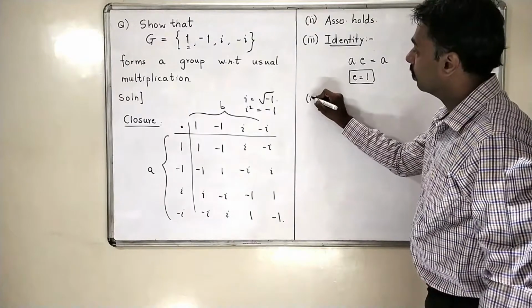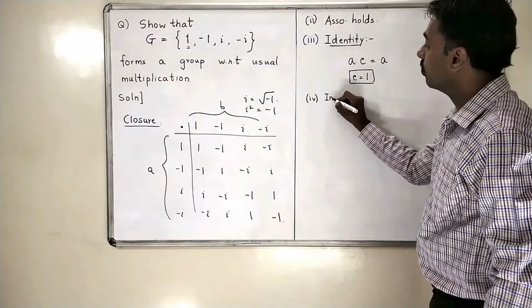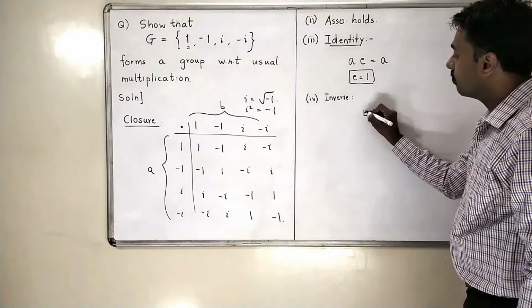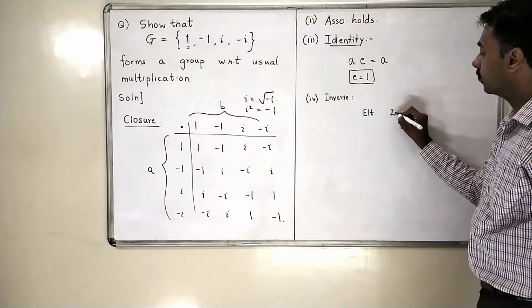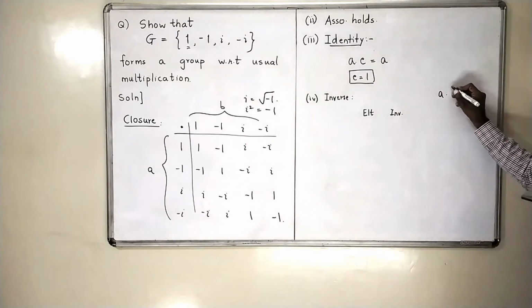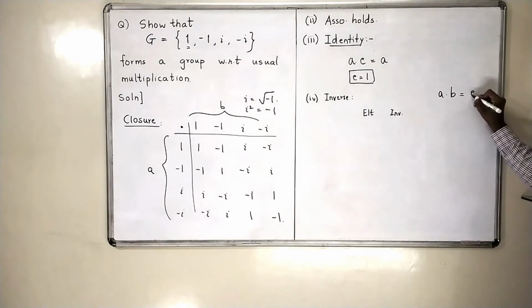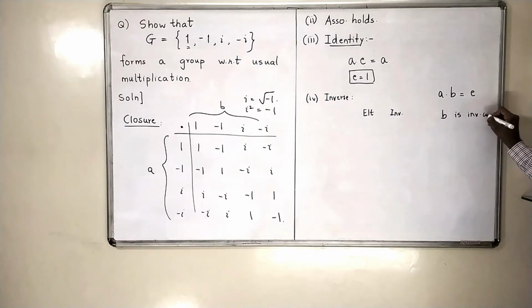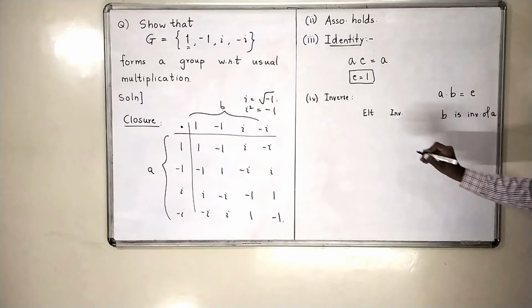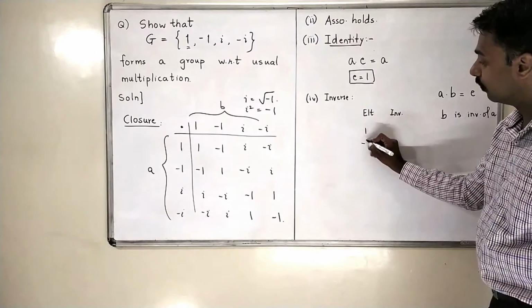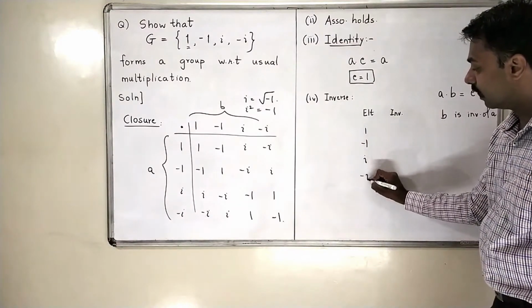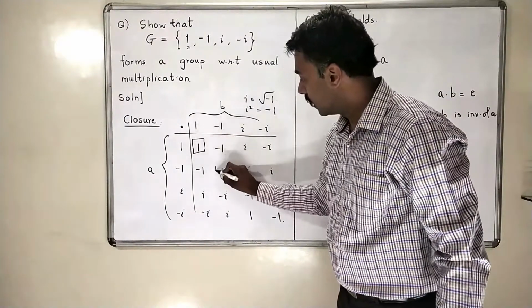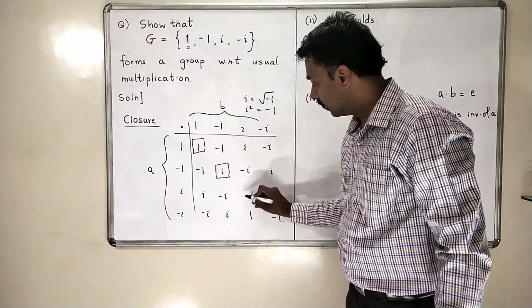And the last part is inverse. I will take all the elements and check whether the inverses are there. So if I take an element a and an element b, and a into b is equal to the identity, then I will say that b is the inverse of a. So the elements are 1, minus 1, i, minus i. I will go back to the table and mark all the identities.